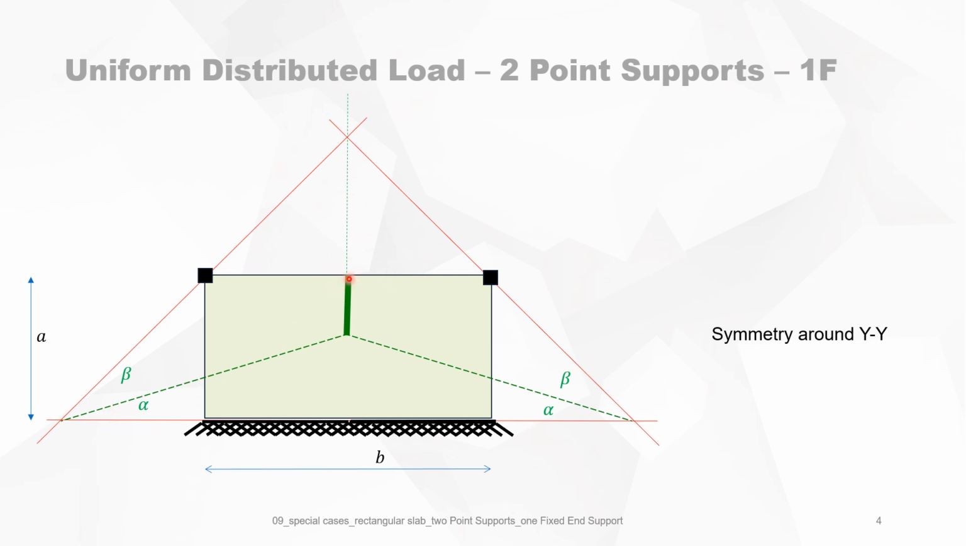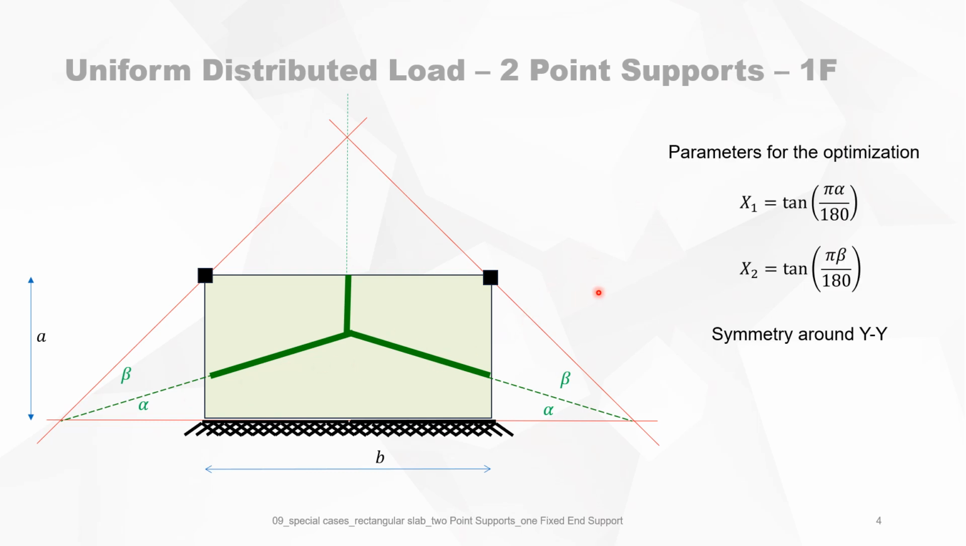Then we can draw the yield lines. It stops at the end of the slab. And now we have the three yield lines. We see also that we have two parameters, alpha and beta, that give you the right position of those yield lines. The parameters are x1 in tangents of the angle alpha, alpha in degrees, and beta also in degrees. So x2 is the tangents of beta and x1 is the tangents of alpha.